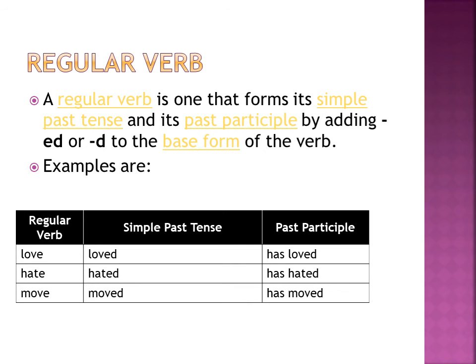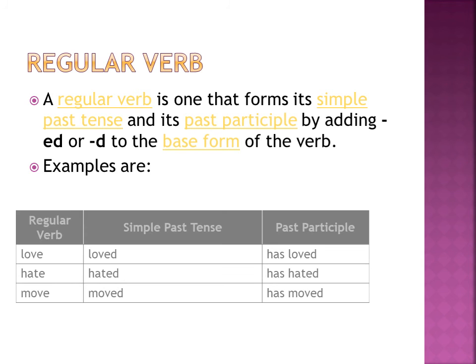A regular verb is one that forms its simple past tense and its past participle by adding ed or d to the base form of the verb. Here I have given some examples. Love, loved, has loved. Here we have added d to make it simple past tense. Hate, hated. We added d here. So all these are examples of regular verbs. Move, moved, has moved. These are also examples of regular verbs.